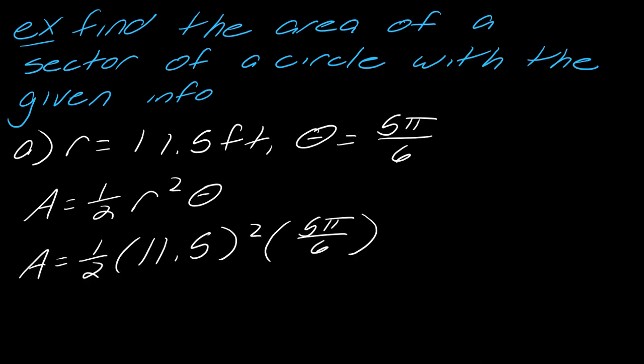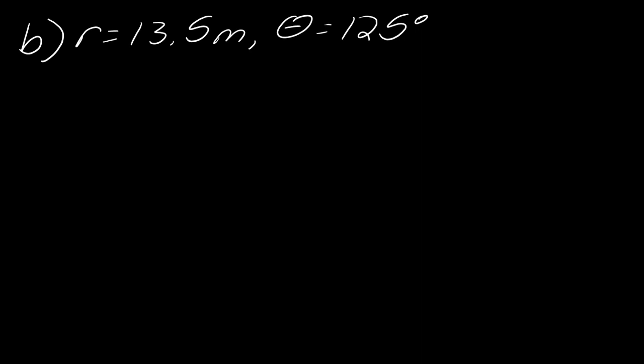Okay, I plug everything in: 1/2 times 11.5 squared times 5 pi over 6. And then I will just round this to the nearest hundredth because I've got 3 significant digits here. Now, the one thing I do want to point out, this is area, so this is going to be feet squared, okay?